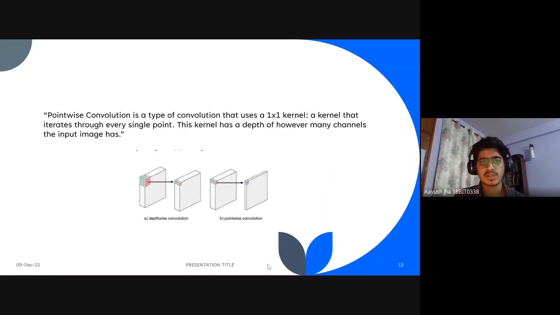Pointwise convolution is a type of convolution that uses a 1 by 1 kernel, a kernel that iterates through every single point. This kernel has a depth of however many channels the input image has.